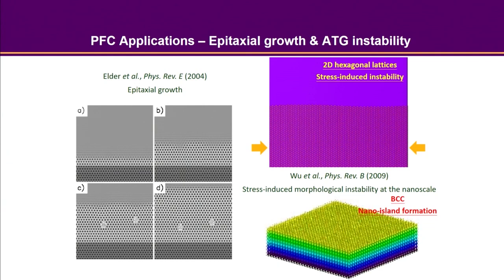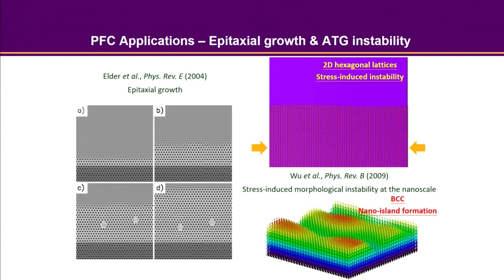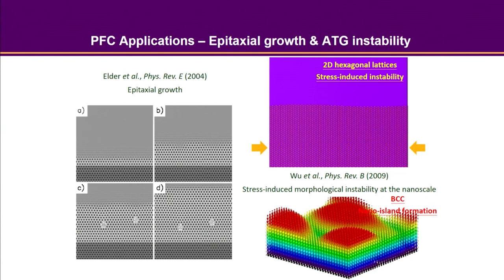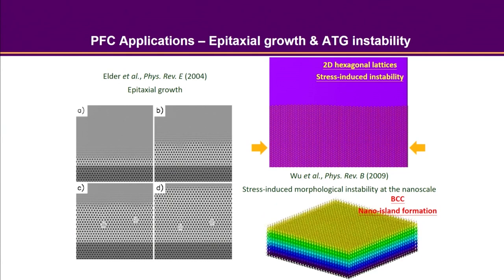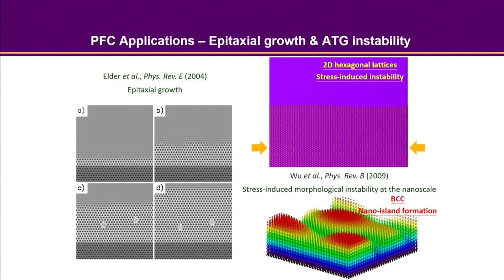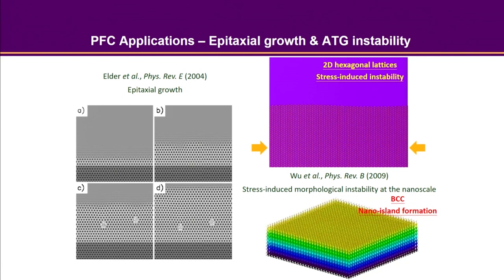So the only thing we do here is we apply a biaxial strain to this BCC material. And on top and bottom, there's a liquid in contact. But automatically, what you are getting here is a nano island formation. So of course, you can ask some other questions, such as, what would be the patterning of this nano island? And would that also be like a hexagonal island on top of it? So that would be something also interesting to know. But here, just to show you that the PFC can also do this strain-induced instability.